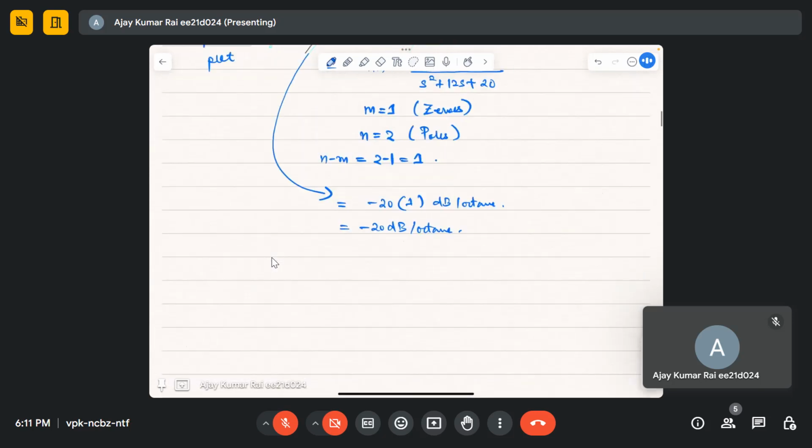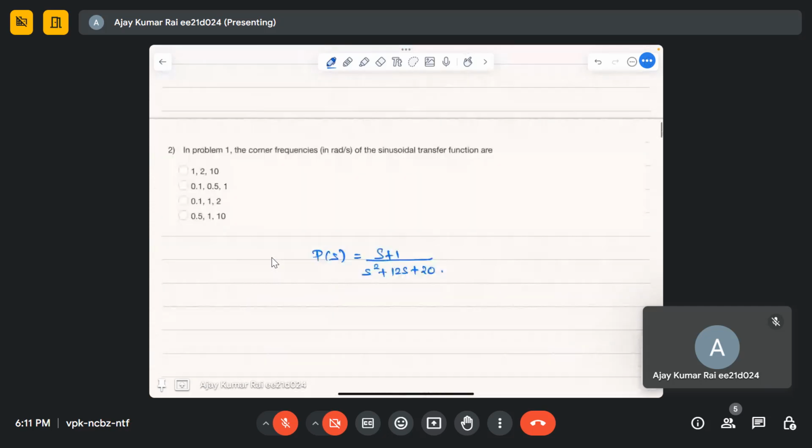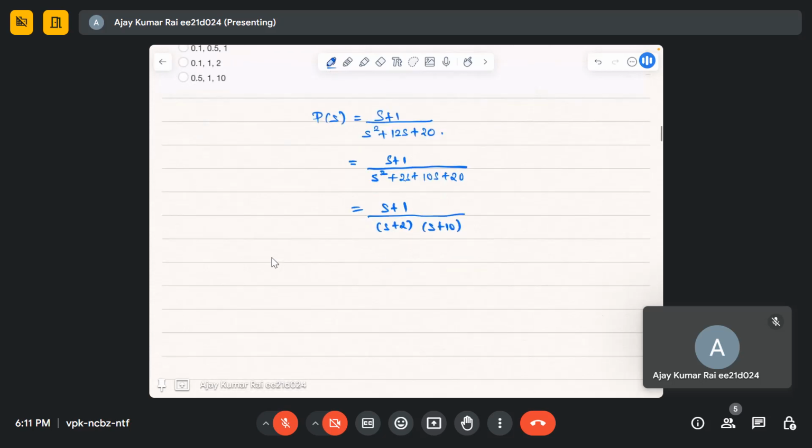Okay, so (s + 1) divided by (s² + 12s + 20). Let me factorize the denominator part. The denominator can be written as s² + 2s + 10s + 20. So the roots are what? (s + 1) divided by (s + 2)(s + 10). Okay, so this is how the transfer function is.